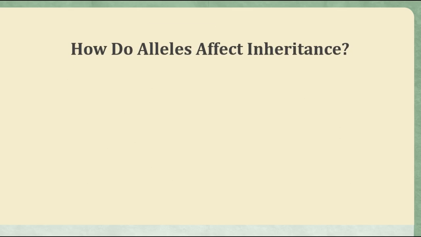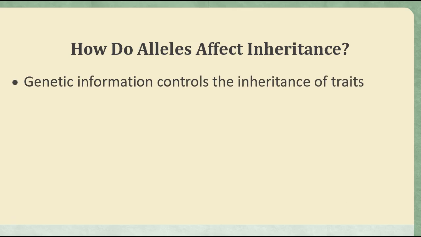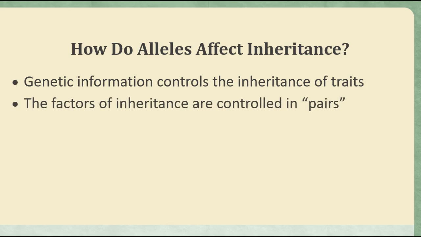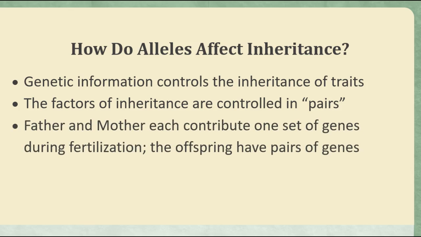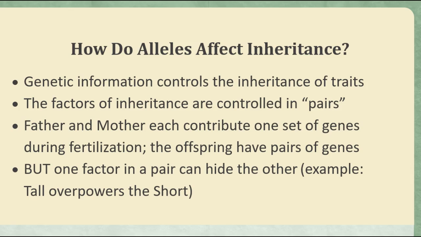So how do alleles affect inheritance? Well, genetic information controls the inheritance of traits, and the factors of inheritance are controlled in pairs. The father and mother each contribute one set of genes during fertilization, so that the offspring will have pairs of genes. But one factor in a pair can hide the other. For example, in pea plants, tall overpowers the short.